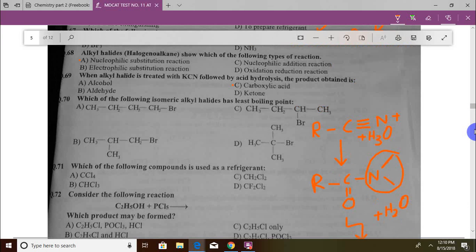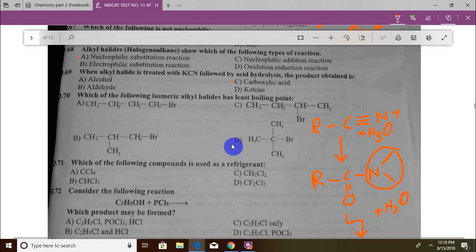So which of the following isomeric alkyl halides has the least boiling point? All of these are isomers of each other, so they have the same molecular mass, and their boiling point is going to be dependent on their arrangement. The one with the least boiling point will have the most branching, because branching effectively reduces the surface area. We know this from A levels, nothing new.